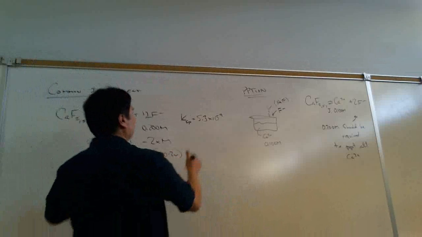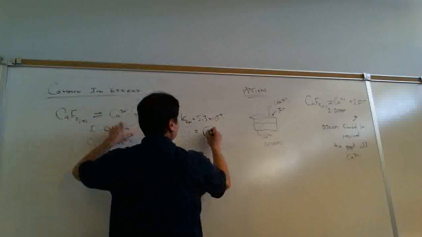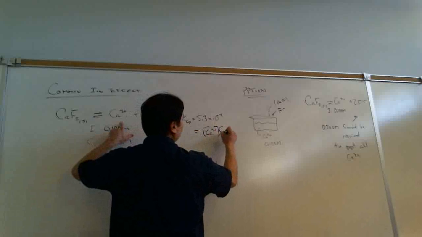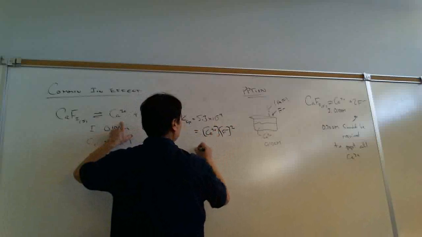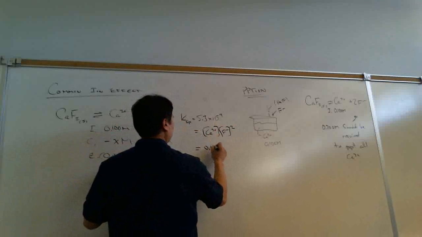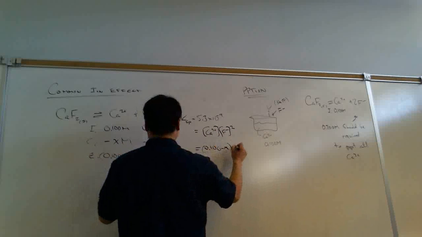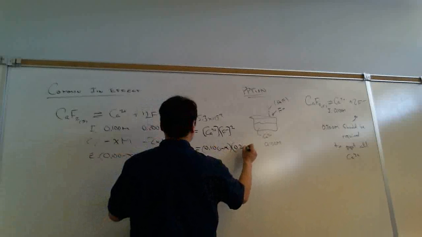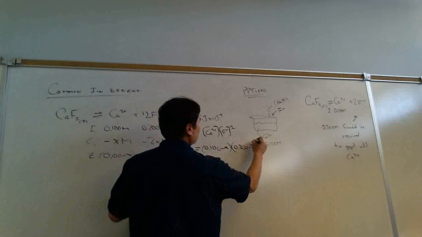So solving for x, the Ksp is going to equal the calcium ion concentration times the fluoride ion concentration at equilibrium squared. So this is going to be 0.100 minus x times 0.200 minus 2x squared.